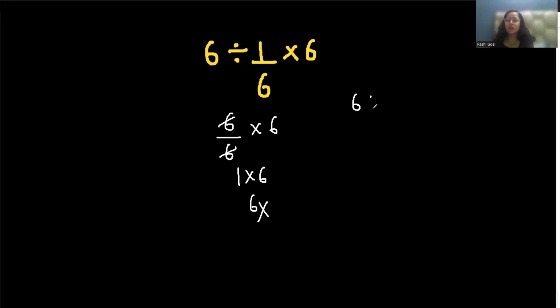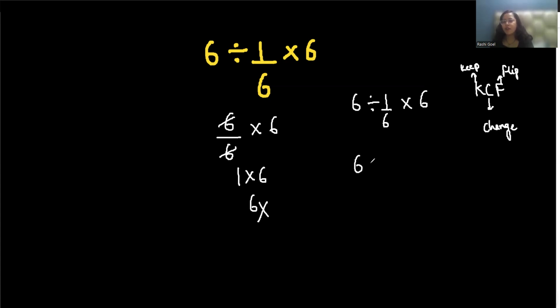What is given? 6 divided by 1/6. If they had given 6 multiplied by 1/6, then you would write 6 by 6. But in case of division, you have to follow the KCF rule, where K stands for keep, C stands for change, and F stands for flip.